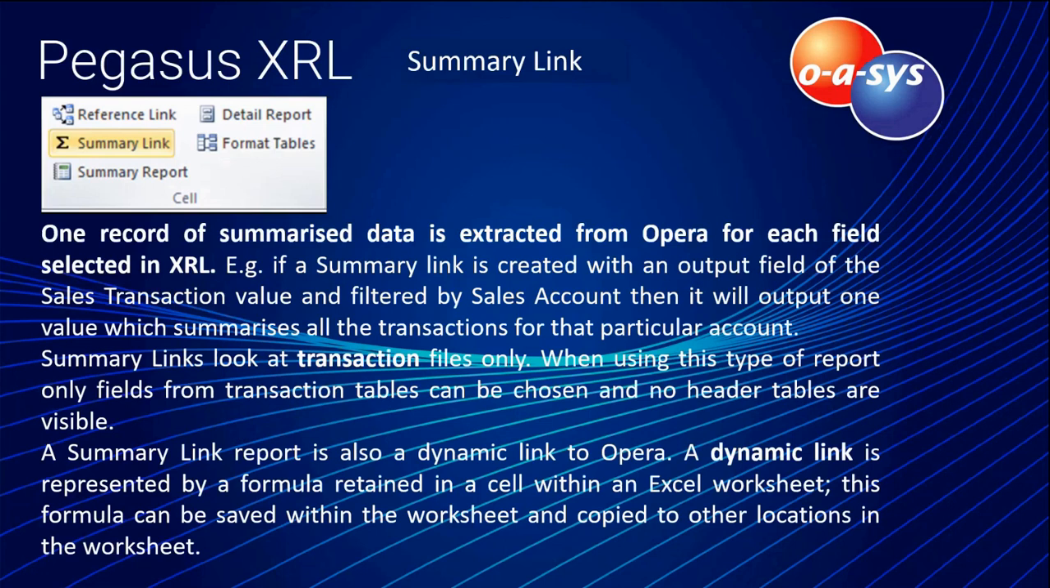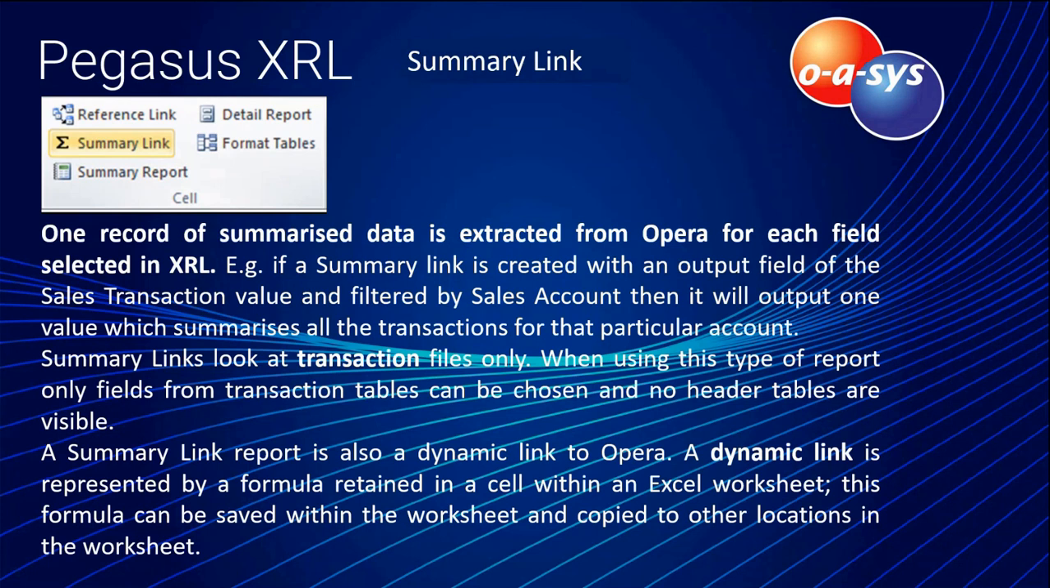A summary link. So one record of summarized data is extracted from Opera for each field in XRL. For example, if a summary link is created with an output field of the sales transaction value and filtered by sales account, then it will output one value which summarizes all the transactions for that particular account. Summary links look at transaction files only.